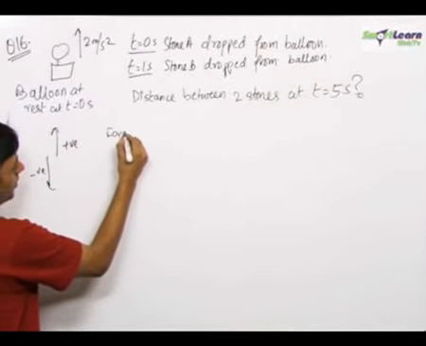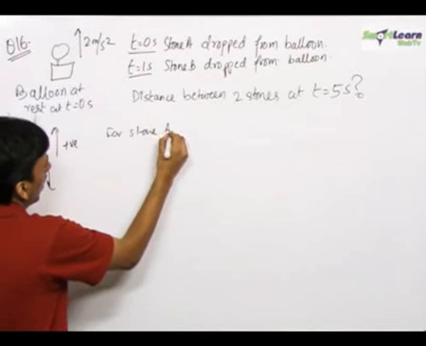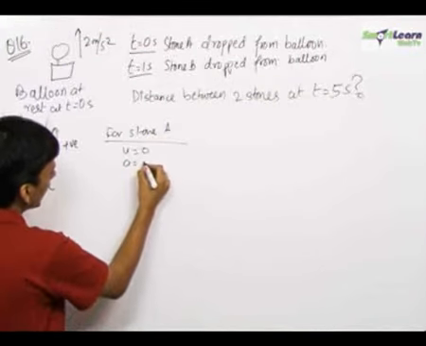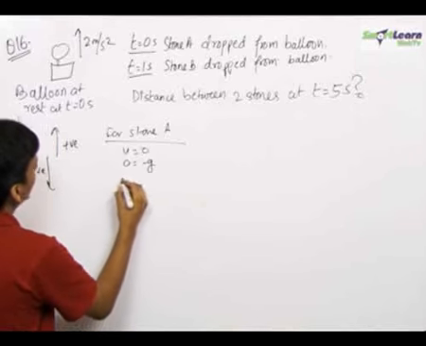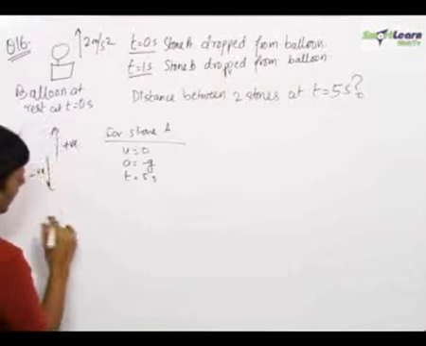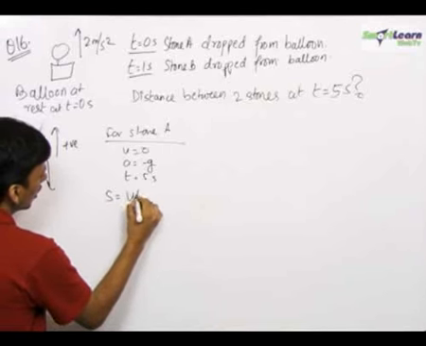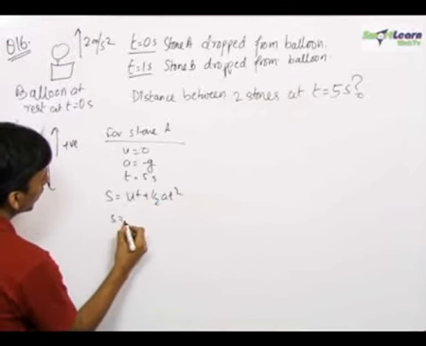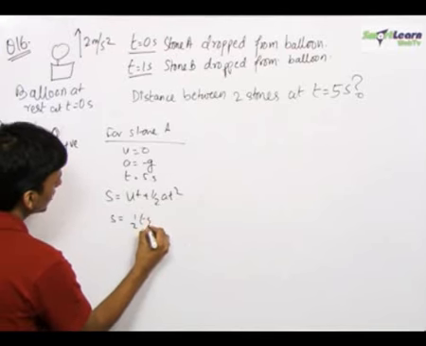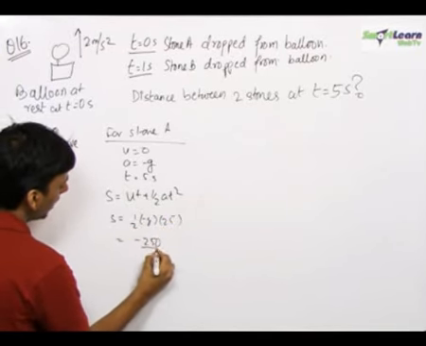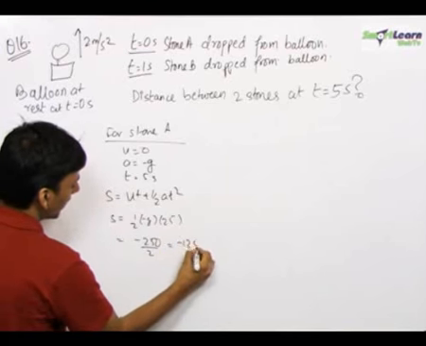For stone A, initial velocity was 0, acceleration is equal to minus g, time is equal to 5 seconds. So the displacement of the particle is ut plus half at square, s is equal to half times minus g times 25, that is equal to minus 250 by 2, that is equal to minus 125 meters.